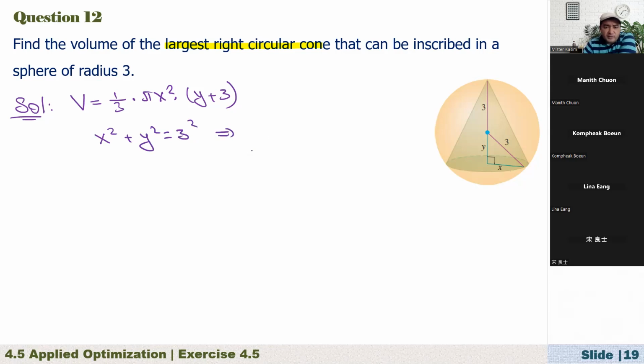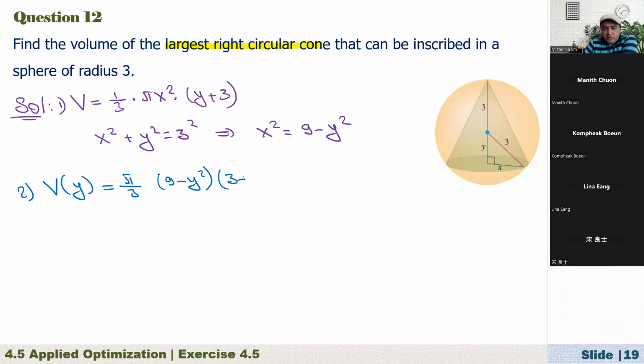From this relation, I think I better find x squared, because in the volume we have x squared. So x squared is equal to 9 minus y squared, so that we don't have to deal with roots. Now, if I rewrite our volume in terms of y, then V as a function of y is equal to pi over 3 times x squared, and x squared is 9 minus y squared, times 3 plus y, so y plus 3. So that is our V.